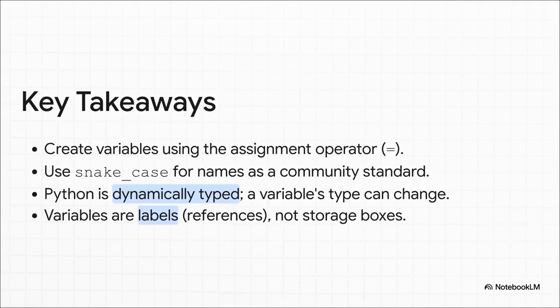So let's wrap this all up. What are the big things to remember? Variables are made with a simple equal sign. For names, the Python community standard is snake_case. It just makes life easier. Python is dynamically typed, which gives you a ton of flexibility. And the biggest aha moment of all, Python variables aren't the boxes themselves, they're just labels that point to the data.